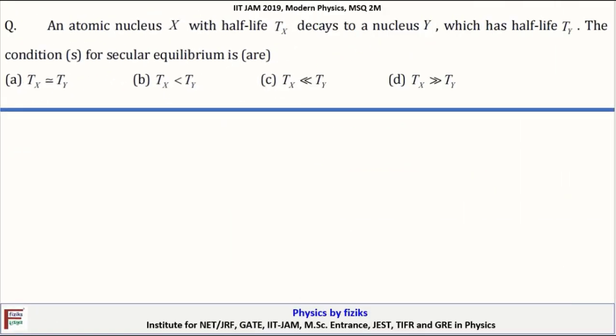An atomic nucleus X with half-life Tx decays to nucleus Y which has a half-life Ty. The condition for secular equilibrium is. Solution.